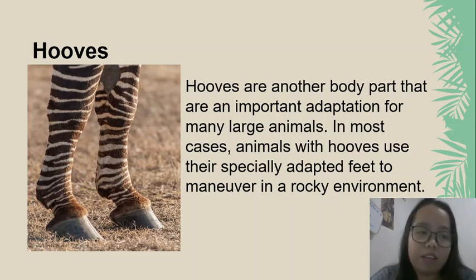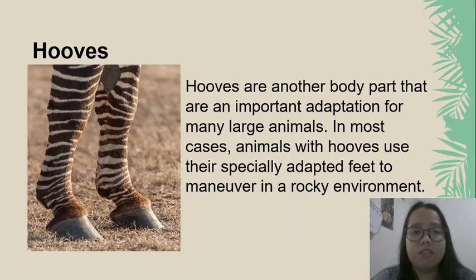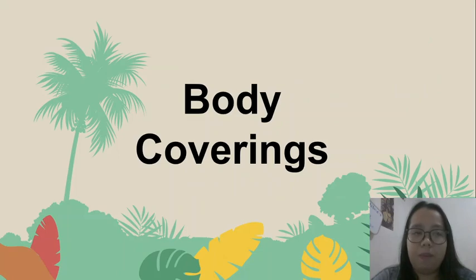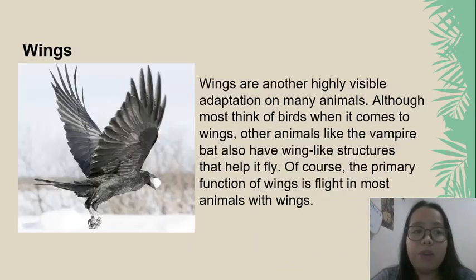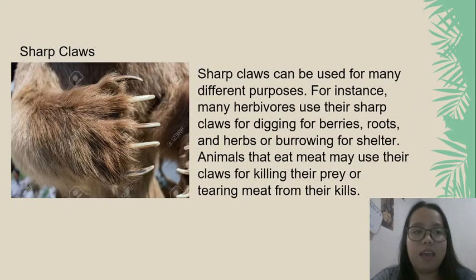Yung part, tingnan nyo sa picture, di ba, sa lower, this is a zebra's feet, so the hooves. So you can really easily compare dun sa mga animals that don't have hooves or have unprotected feet. Okay, so now we were going to move to the body coverings. So before we go to body coverings, first we're going to review again the body parts. So we have hooves, wings, large beaks, sharp teeth, whiskers, and sharp claws.